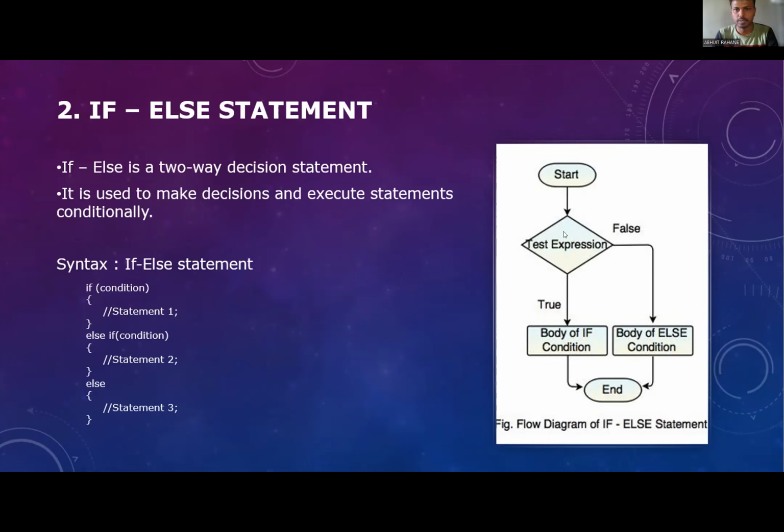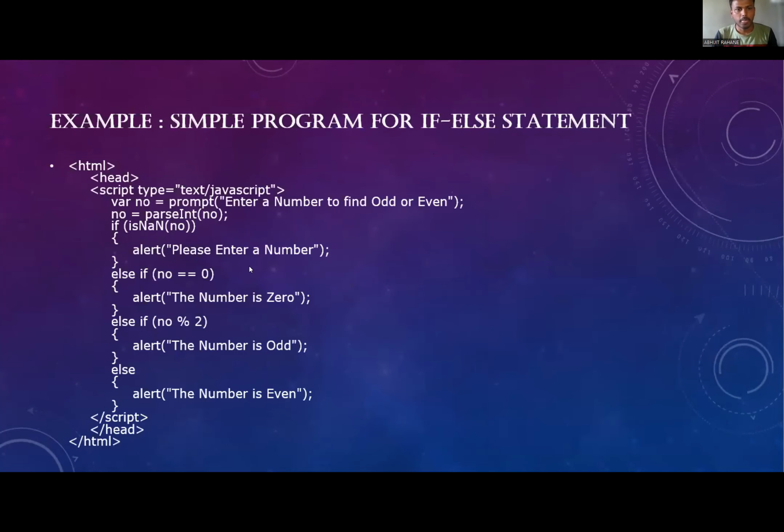Here is the flow diagram of the if else statement. First, when the program starts, it will check the condition. If it is true, it will execute the true statement, and if it is false, it will go to the else part, and the program ends. Then next, here is the example of an if else statement.